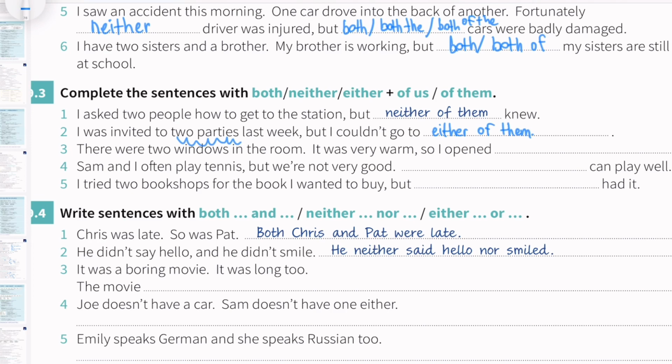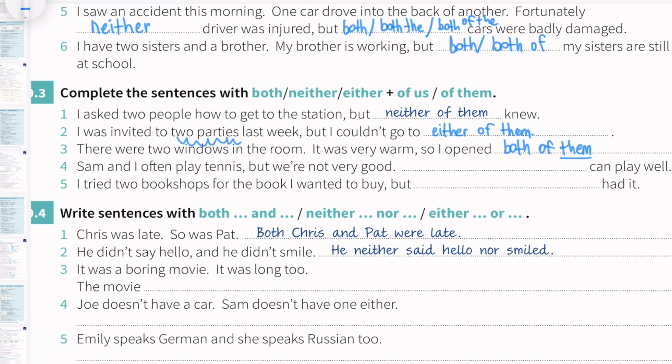Then number 3, there were 2 windows in the room. It was very warm, so I opened both of them. There were 2 windows in the room and the weather was very warm, so I opened both of the windows, both of them, to let the fresh air come into my room. So the answer is both of them. And I hope that you understand that them in this case refers to the 2 windows in the room. 2 windows, we use both of them.